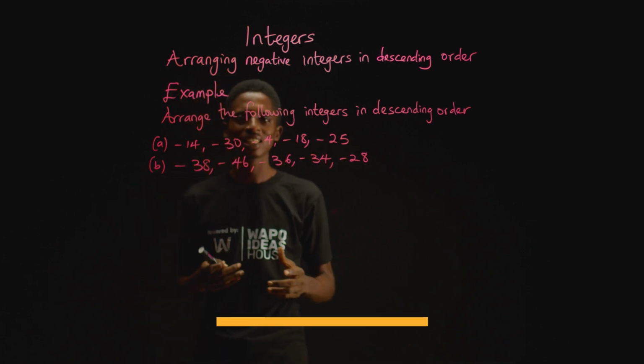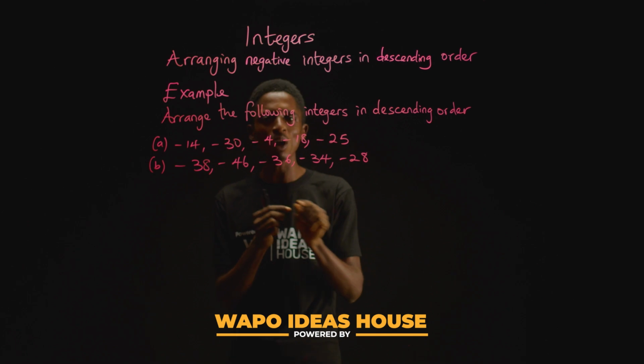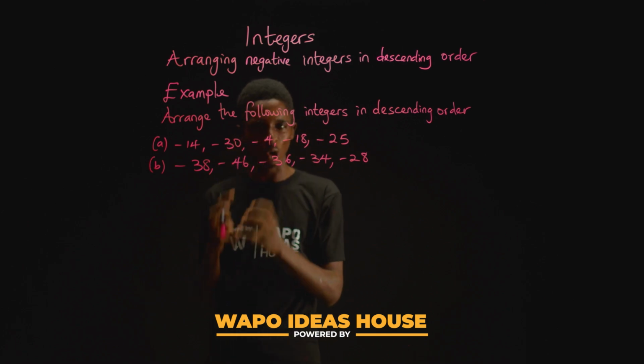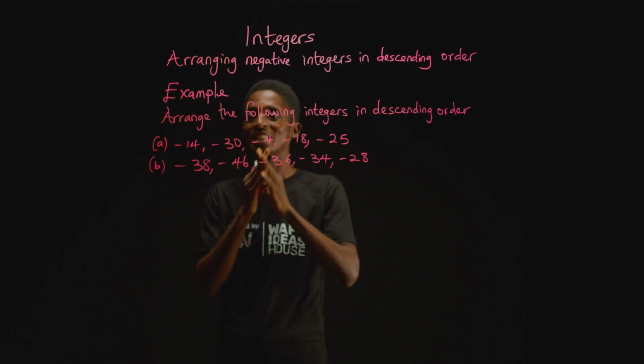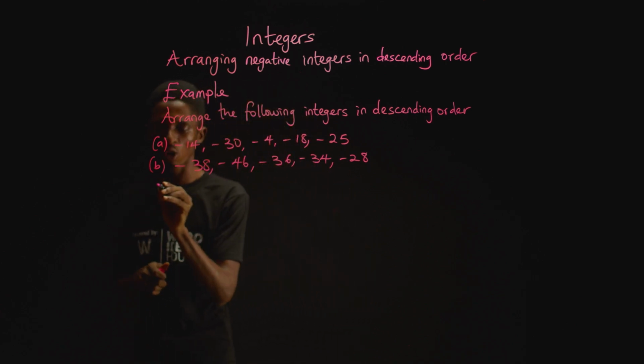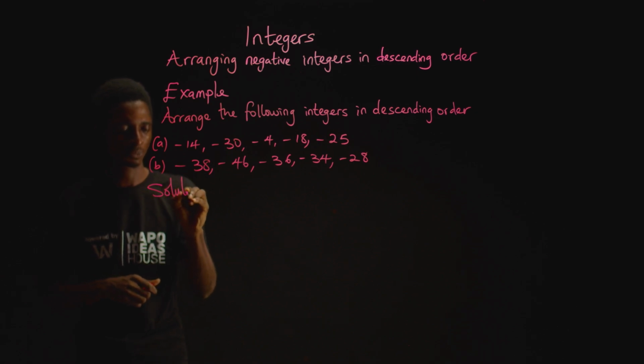And as we have said, the integer with the biggest value and a minus sign is the smallest, while the one with the smallest number but a minus sign is larger than that. So let's solve this. Solution.